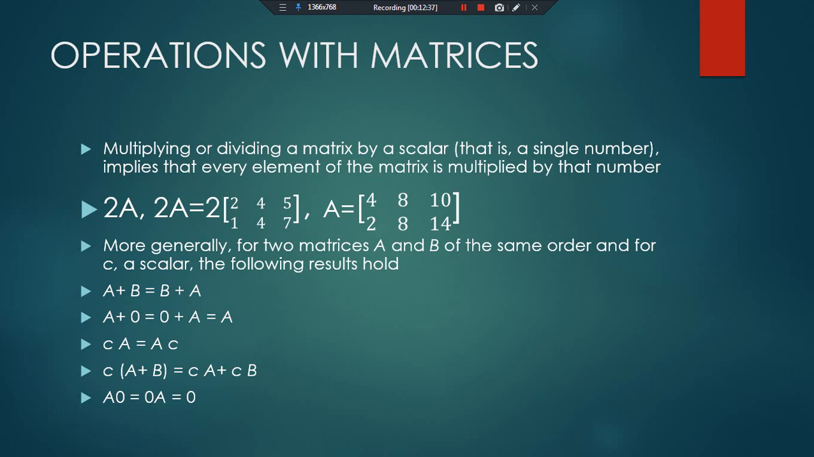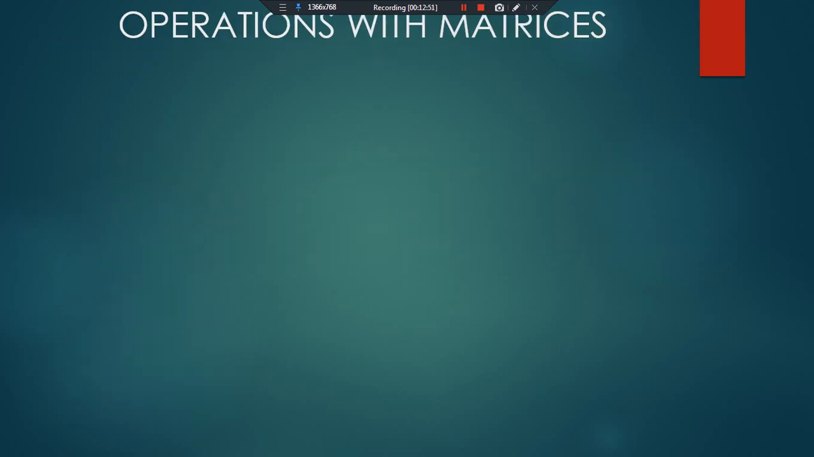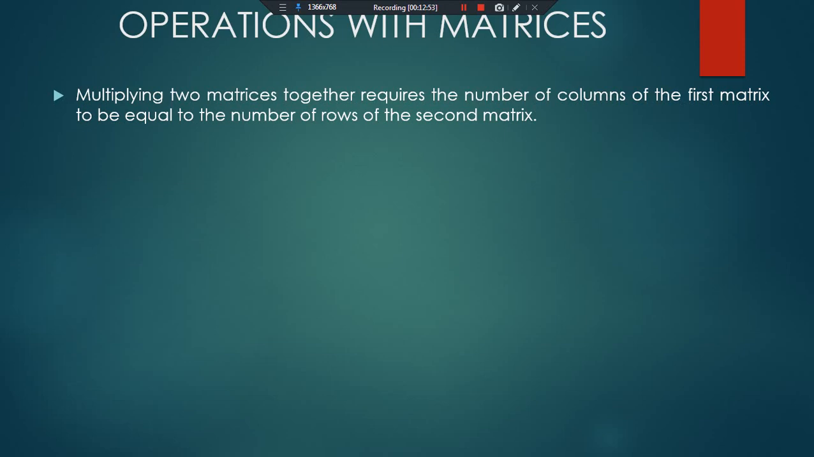If you multiply a zero matrix with any matrix, the result will be 0. This is a simple mathematical rule: when you multiply any number or any matrix by 0, the answer will be 0. Multiplying two matrices together requires the number of columns of the first matrix to be equal to the number of rows of the second matrix.